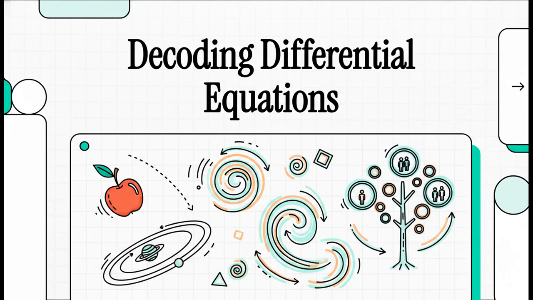You know, when you think about a falling apple, or a planet orbiting the sun, or even how a population grows, what if I told you there's a single mathematical language that describes all of that? Well, there is. And today, we're going to decode that hidden language of change.